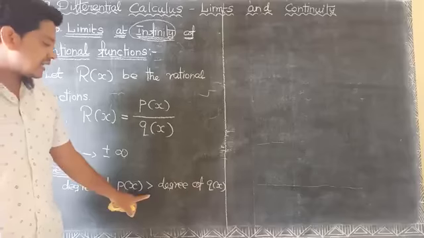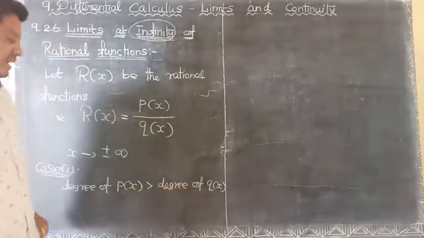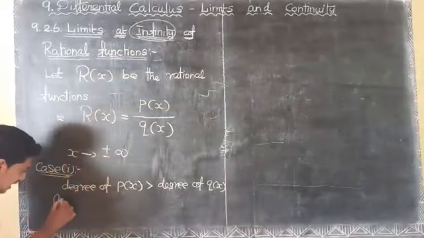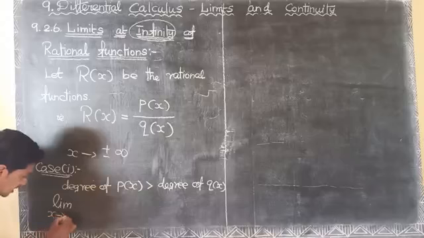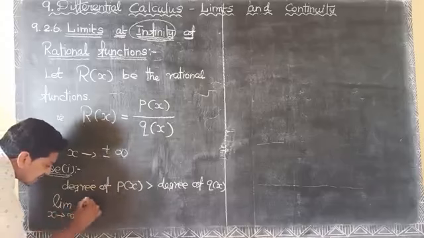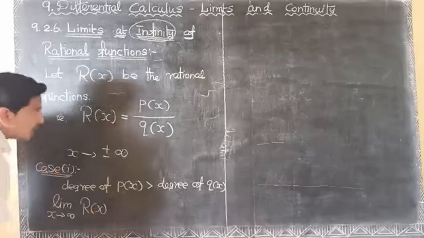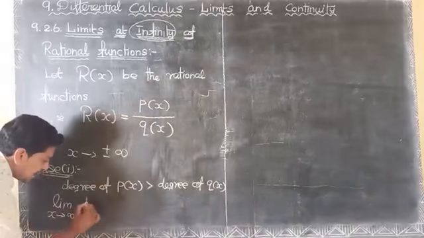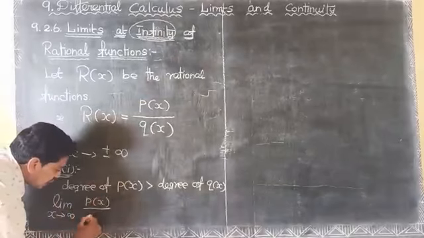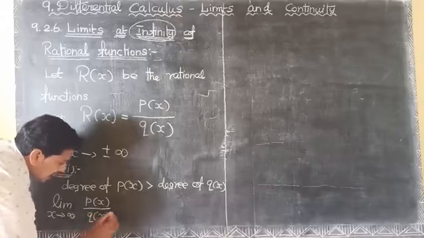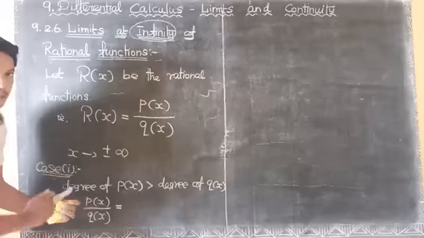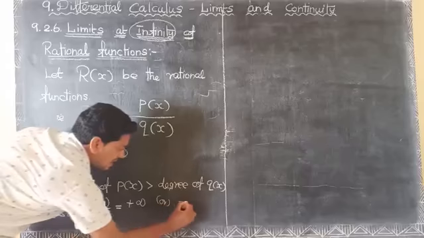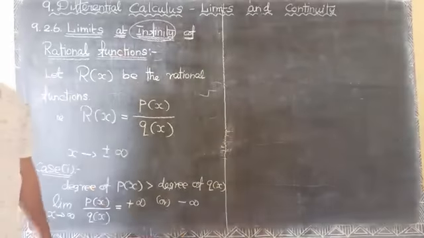The relation between p of x and q of x is degree of p of x greater than degree of q of x. If this condition is satisfied, then the limit as x approaches infinity of the rational function r of x equal to p of x divided by q of x approaches plus infinity or minus infinity.